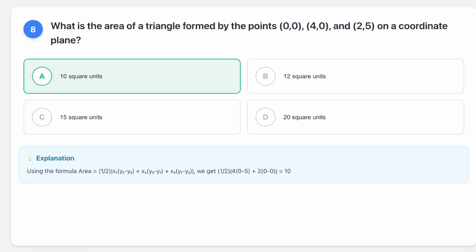Using the formula area equals 1/2 |x1(y2 - y3) + x2(y3 - y1) + x3(y1 - y2)|, we get 1/2 x (0 + 20 + 0), which equals 10.